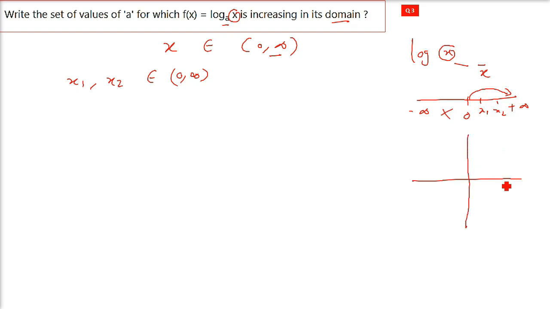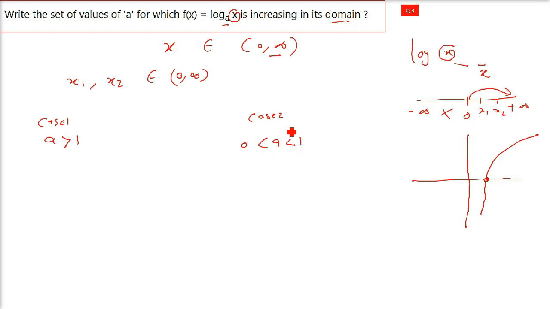See, the log graph is like this, like the cane old people carry while walking. This is the kind of graph which log makes. It all depends on the base a. A greater than 1 is increasing, a between 0 and 1 is decreasing. So we'll take two cases here. Please remember x1 and x2 have been taken such that x1 is less than x2. Case 1 we will take a greater than 1. Case 2 we will take a between 0 and 1.